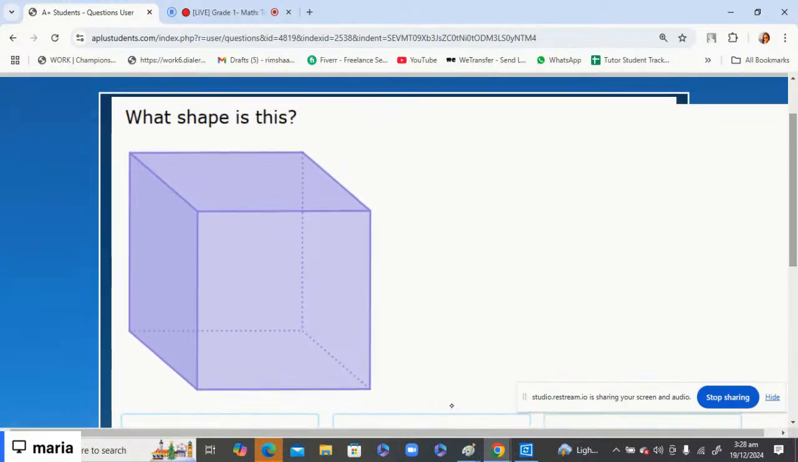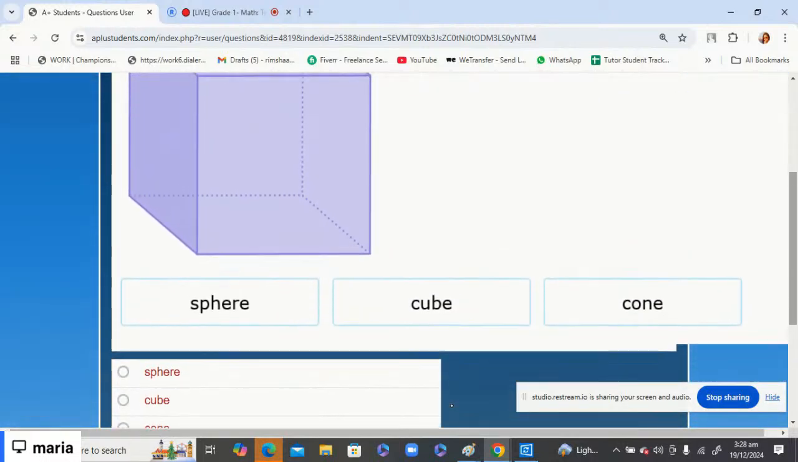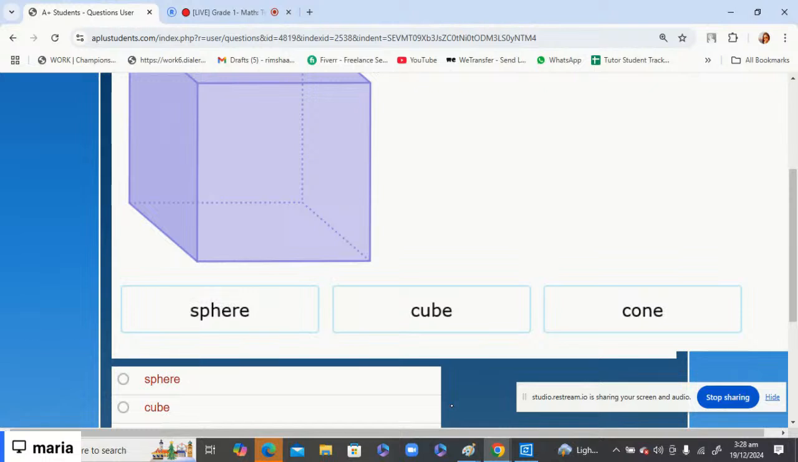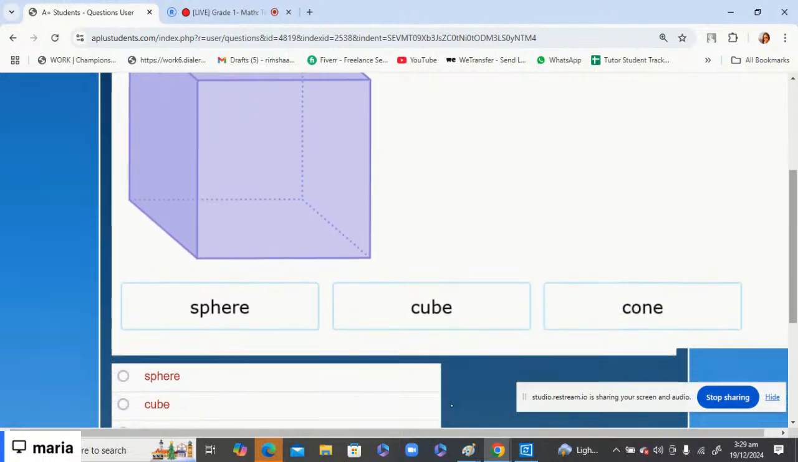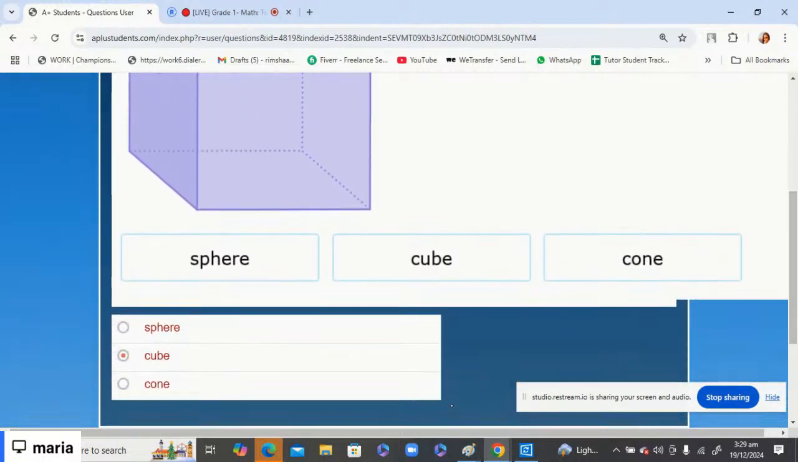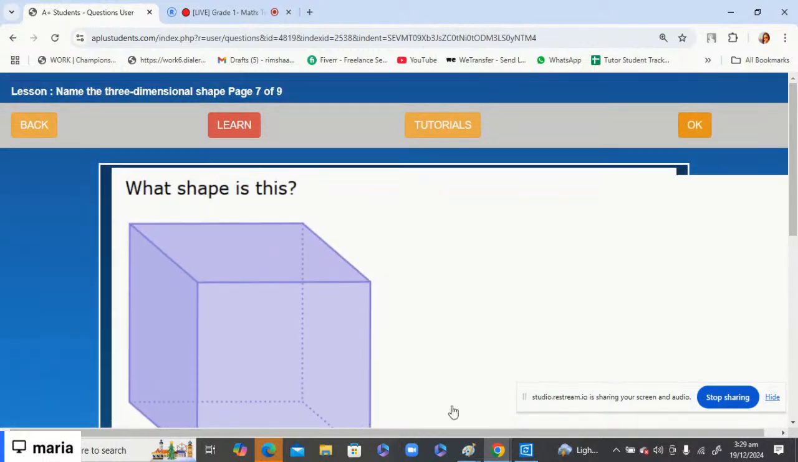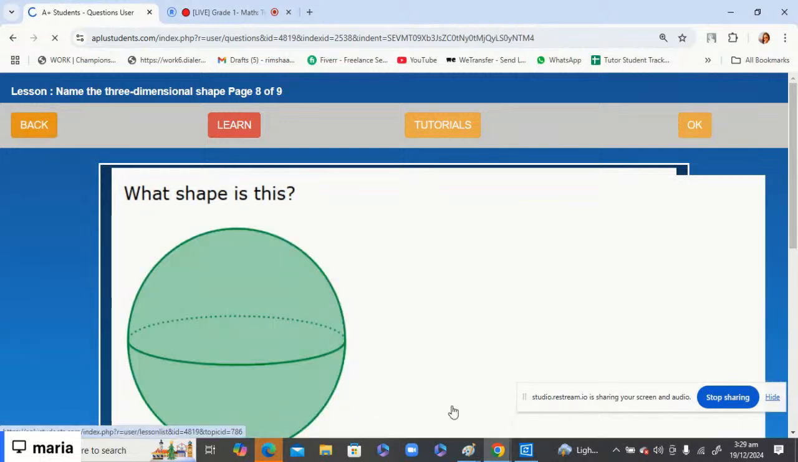Now tell me, what shape is this? Is it a sphere, cube, or cone? Everyone tell me, and also tell me how many faces this one has. Check it out and then tell me, everyone. So it's a cube, okay? And how many faces? Six faces. It's the shape of the cube. Hope you guys understand this lesson. Solve the rest of the test questions by yourself, okay?